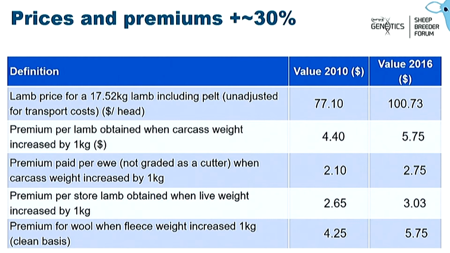Then what if that lamb is heavier by 1 kilo of carcass weight? Well, we can see that's gone up from $4.40 to $5.75. These are the projections. Remember, you also get paid for cull ewes, and the bigger the cull ewe, the more you get paid, so we need to factor that in. So the projections of cull ewe values have also gone up, as have the expected store lamb prices, and wool is also predicted to go up.